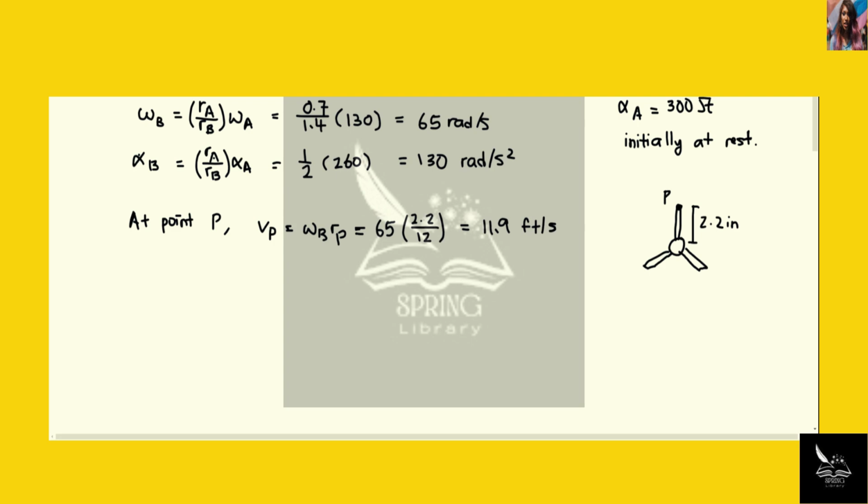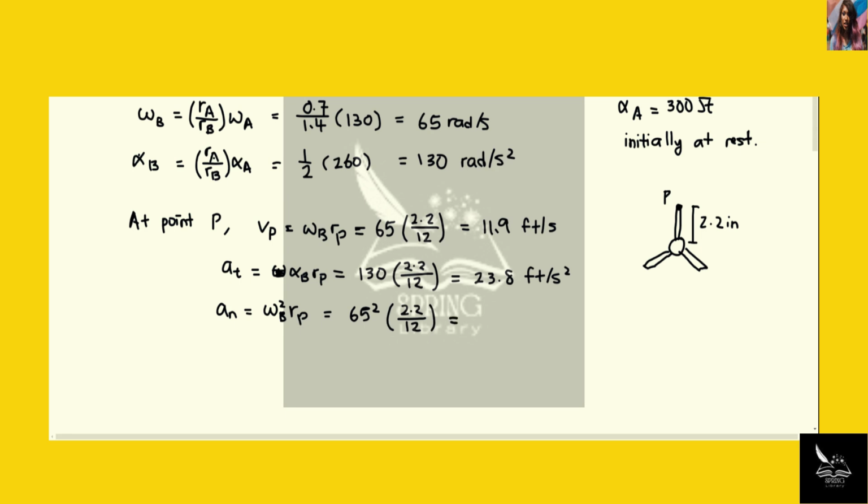Then to find the acceleration at point P, we first need to find the tangential acceleration. This is alpha B times Rp, so 130 times 2.2 divided by 12 to convert into feet, which is 23.8 feet per second squared. And then the normal component will be omega B squared times Rp. So this is 65 squared times 2.2 divided by 12 to convert into feet, so we have 773 feet per second squared.